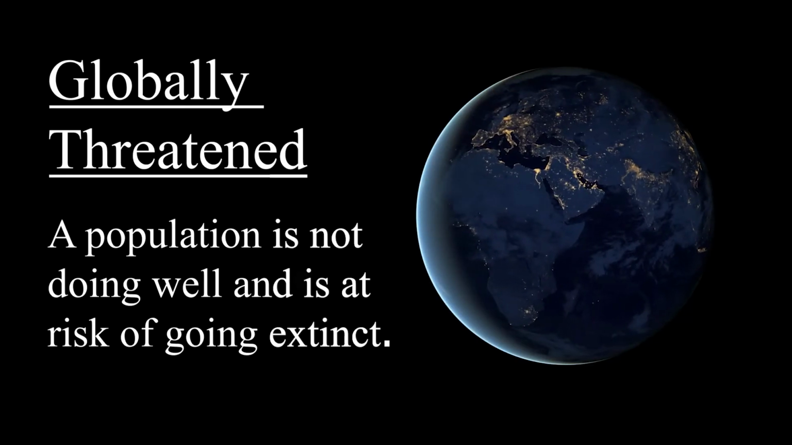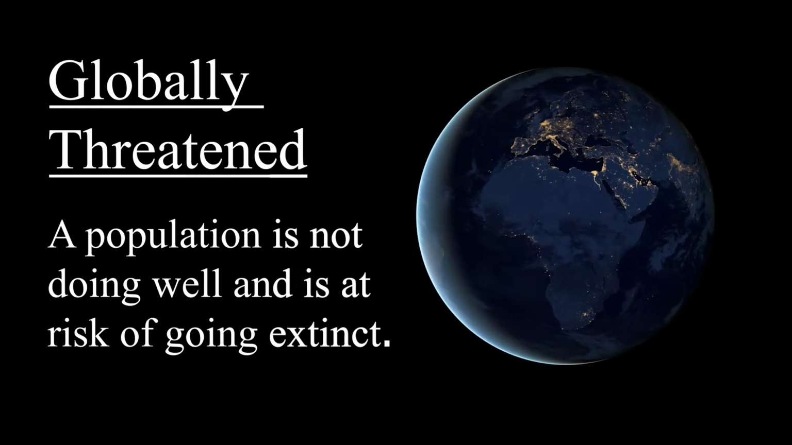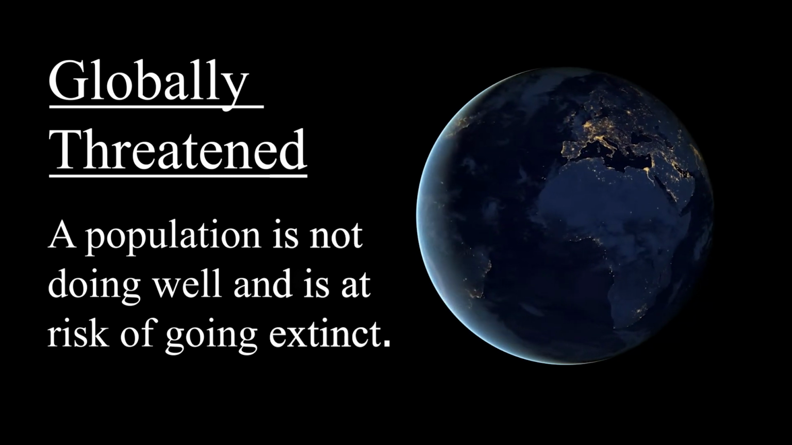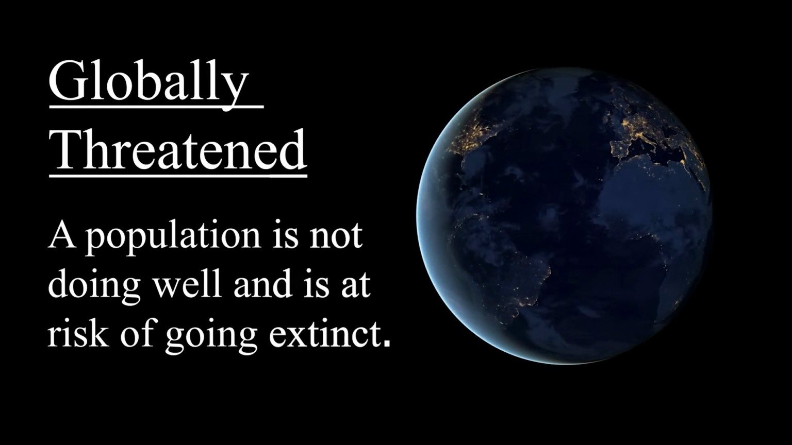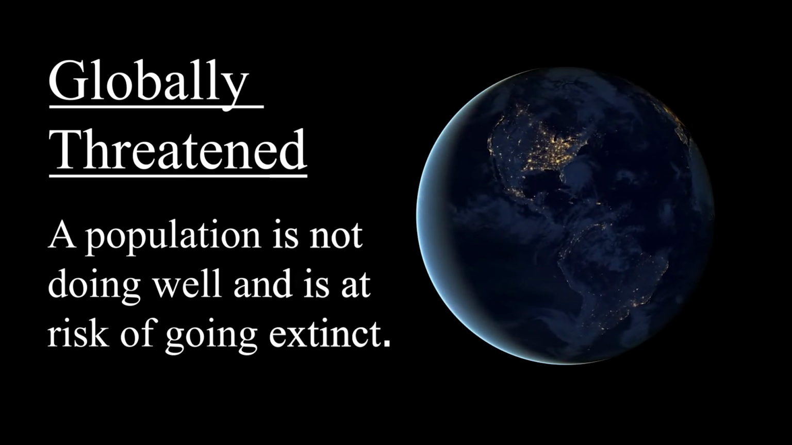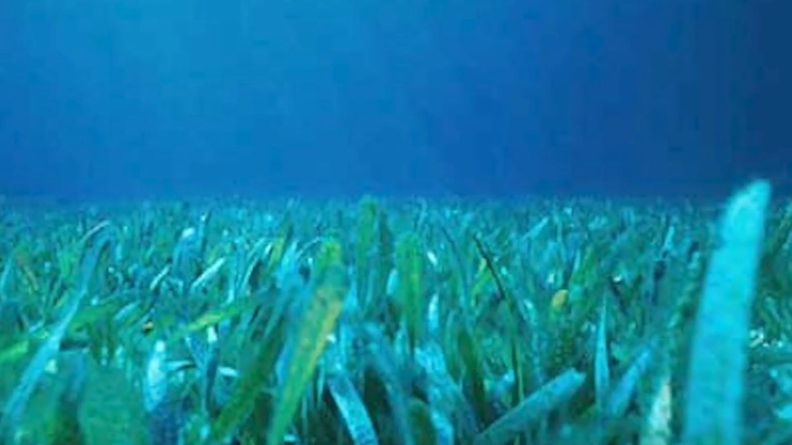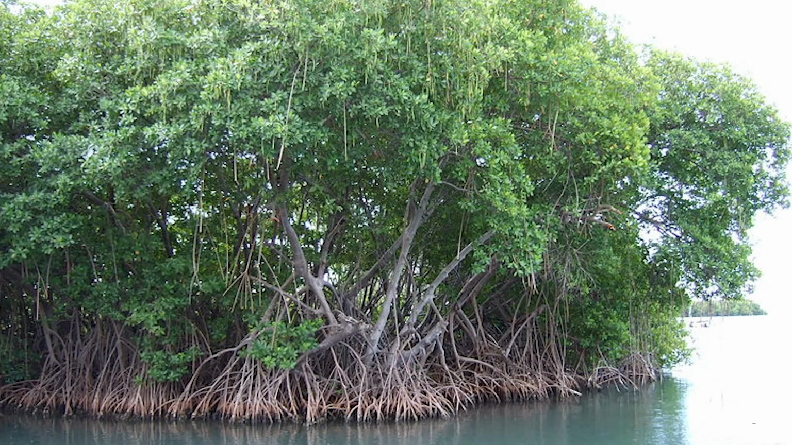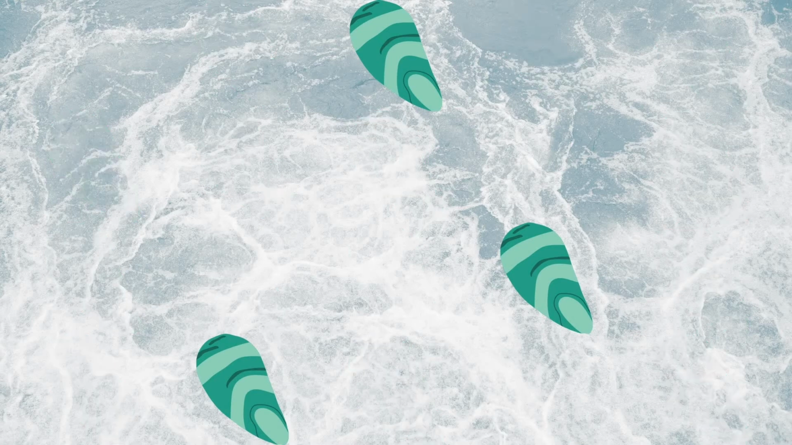When a species is globally threatened, it means around the world the population is not doing well and is at risk of going extinct. Around the world, we are losing more oyster reefs than coral reefs, seagrass beds, or mangrove forests. In fact, worldwide, we have lost 85% of our oyster reefs in the last 200 years. That's why it's so important to take care of our oysters.